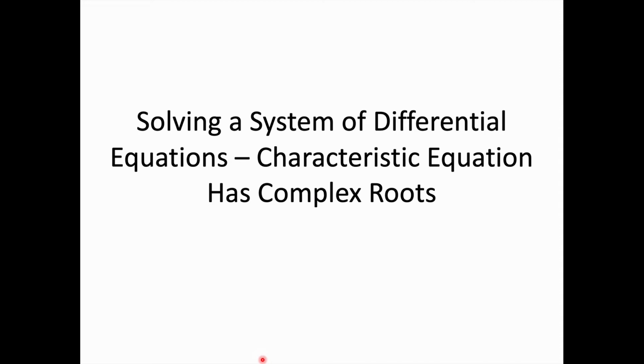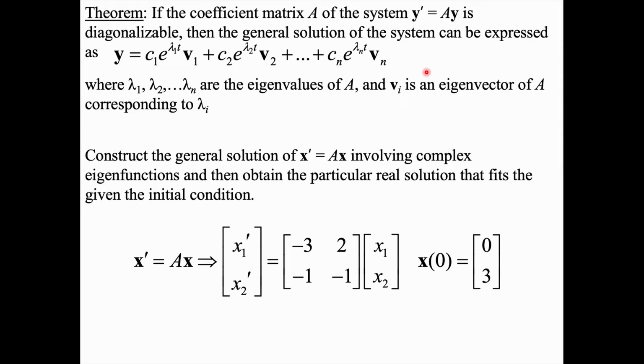So in this video, we're going to discuss solving a system of differential equations in which the characteristic equation has complex roots. Often when we consider diagonalization, we summarize with this theorem that if the coefficient matrix A of a system y prime equals Ay is diagonalizable, then the general solution of the system can be expressed as taking function multiples, if you will, of eigenvectors. And we summarize by saying that eigenvectors make wonderful basis vectors to get the solution space.